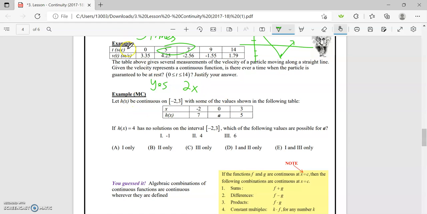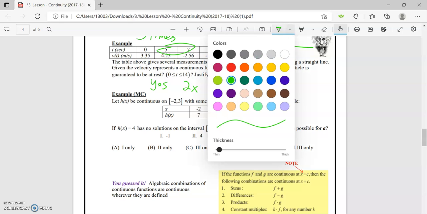Basically, it's similar to the last couple we did, but this time it says multiple choice for an AP exam would look something like this. Given a table of values with a missing value, we know a little bit about it. We know that this graph is continuous from -2 in the x to 3. Some of the values, so 7 and 5. It says if we know that h of x equals 4 is not a solution, let me interpret this for us.